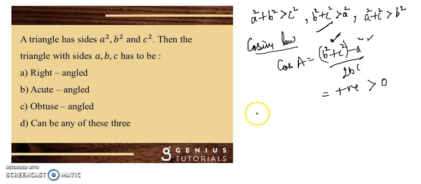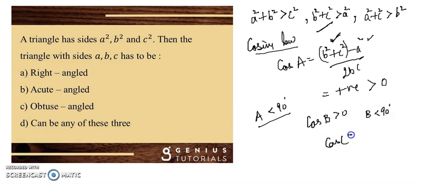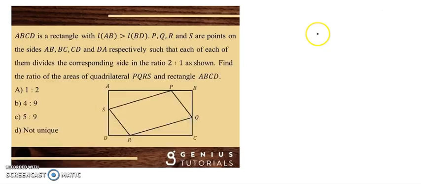Now if cos A is greater than 0, that means A lies in the first quadrant. That means A will be less than 90 degrees. Similarly, we can say that cos B will be positive and angle B will be less than 90 degrees, and cos C will be greater than 0 and angle C will also be less than 90 degrees. So we are getting all angles less than 90 degrees. So our answer should be acute angle triangle. So this triangle should be an acute angle triangle. Okay, let's move on to the next question.